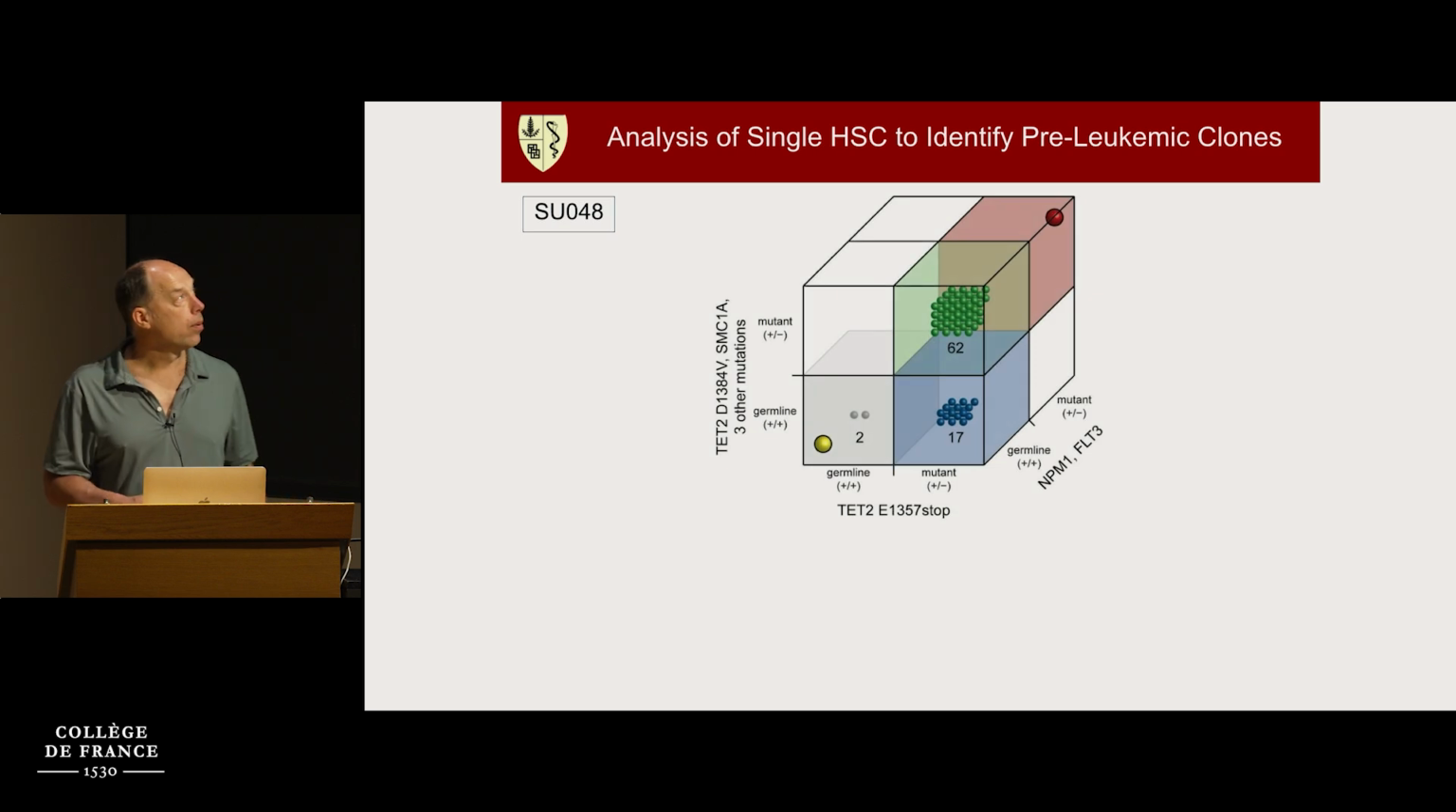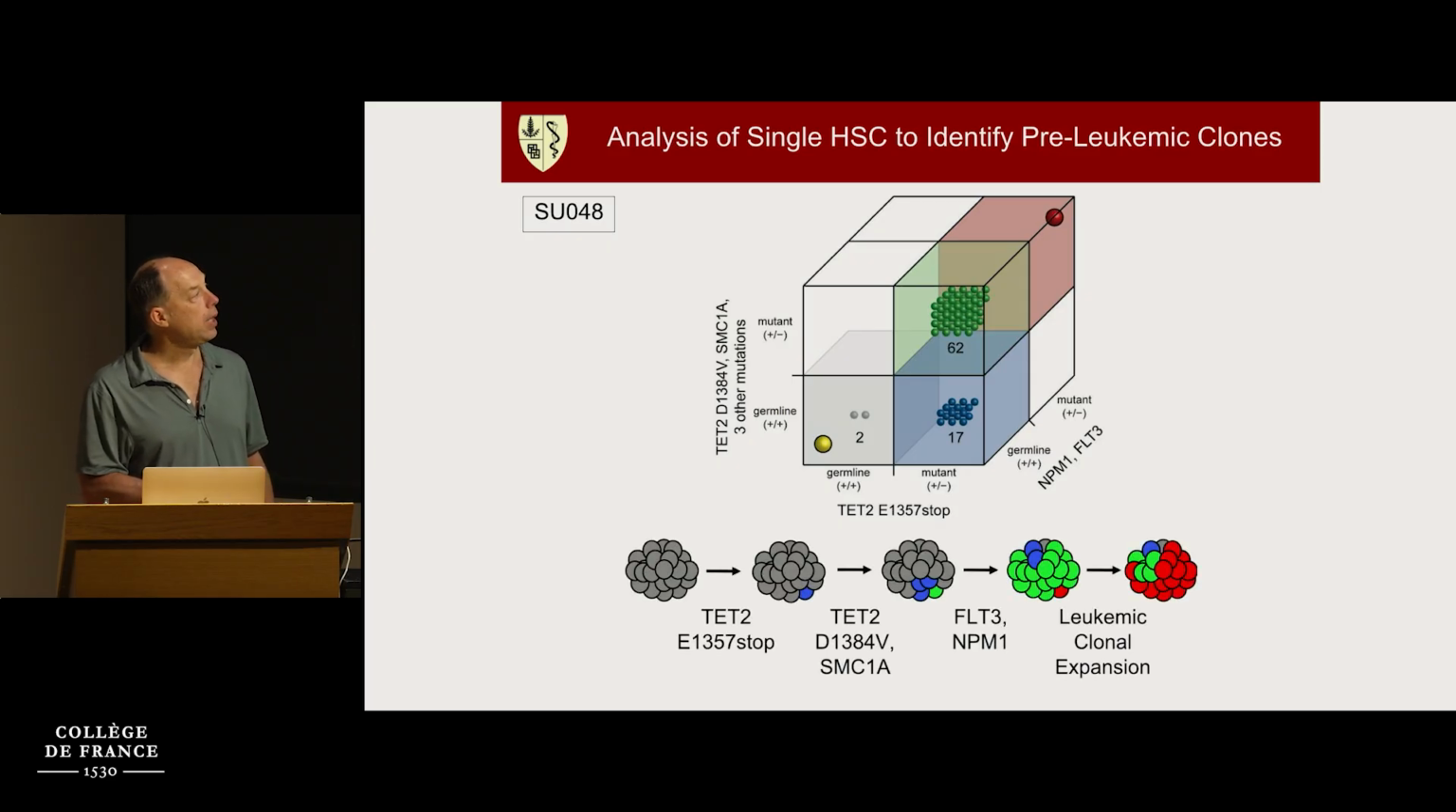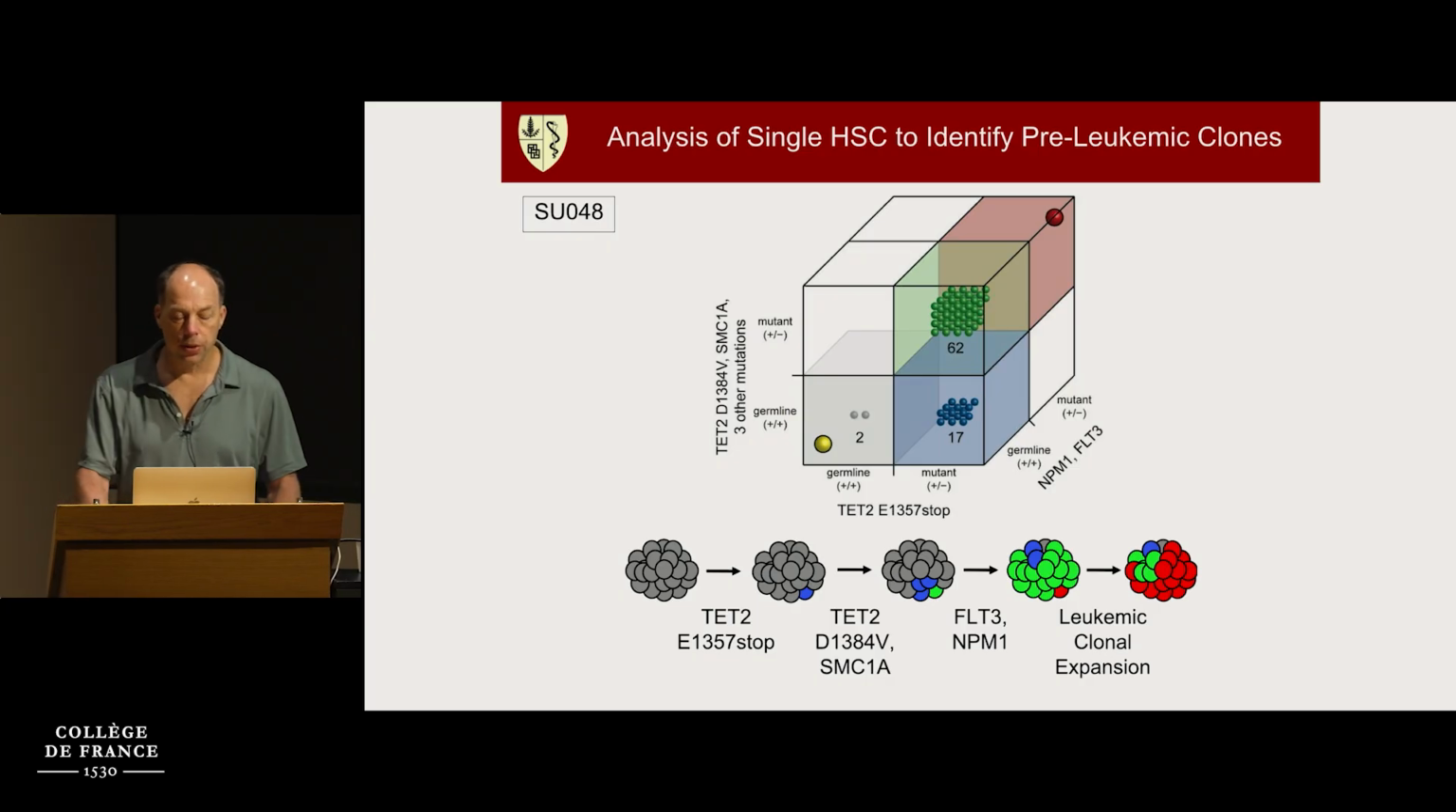Same thing happened with this patient. Different sets of mutations on the axis, but the same pattern. You see the Venn diagram is such that it only could have happened this way. Here, TET2 and E1357 stop happen, then these two, then these, and at some point after that, more mutations in the tumor happen.